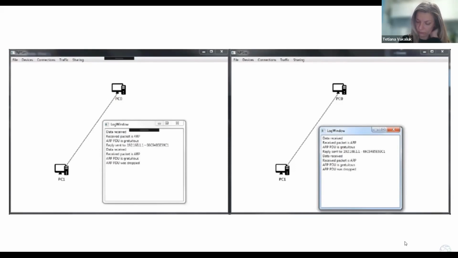After creating the devices, connecting them to the network and configuring them so that they have the same IP addresses, ARP registration packets are sent, with the help of which they learn about the conflict of the IP address.